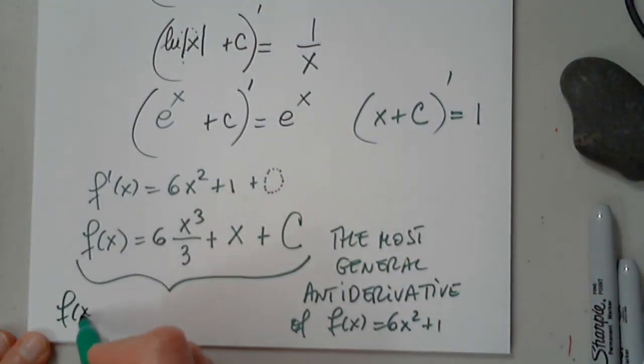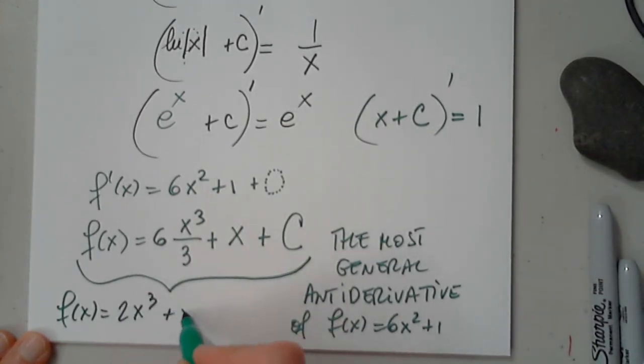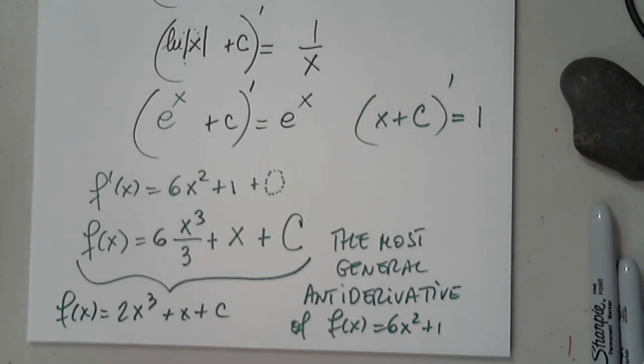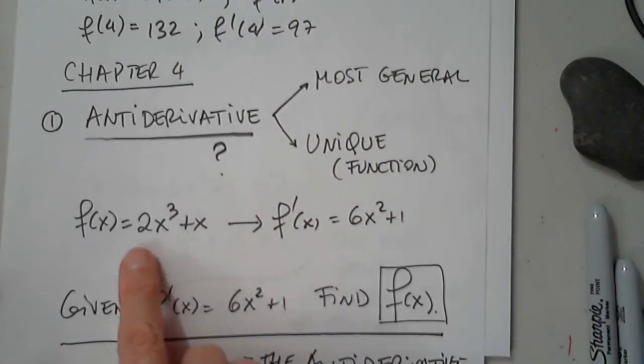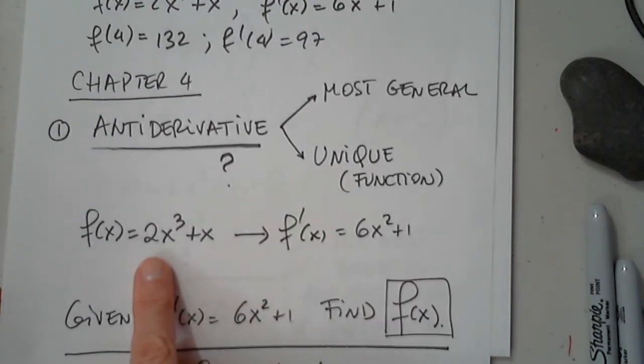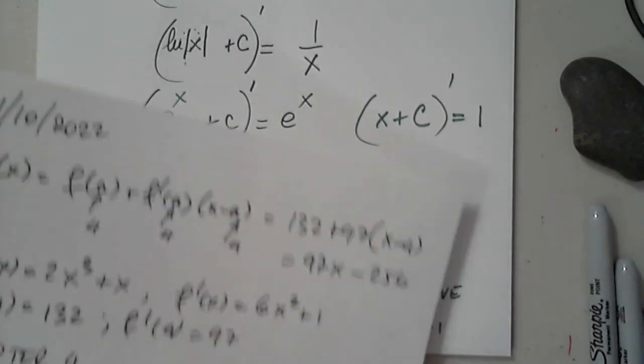So let me write it again so it's clear. You just see the same thing. So 2x cubed plus x plus a constant c. So these are infinitely many functions. How come? If c is 1, I get a function. If c is 0, I get another function. If c is negative 500, I get another function. So now this one was one specific, a unique, just 2x cubed plus x, whose derivative is this. But all these functions have the same derivative.